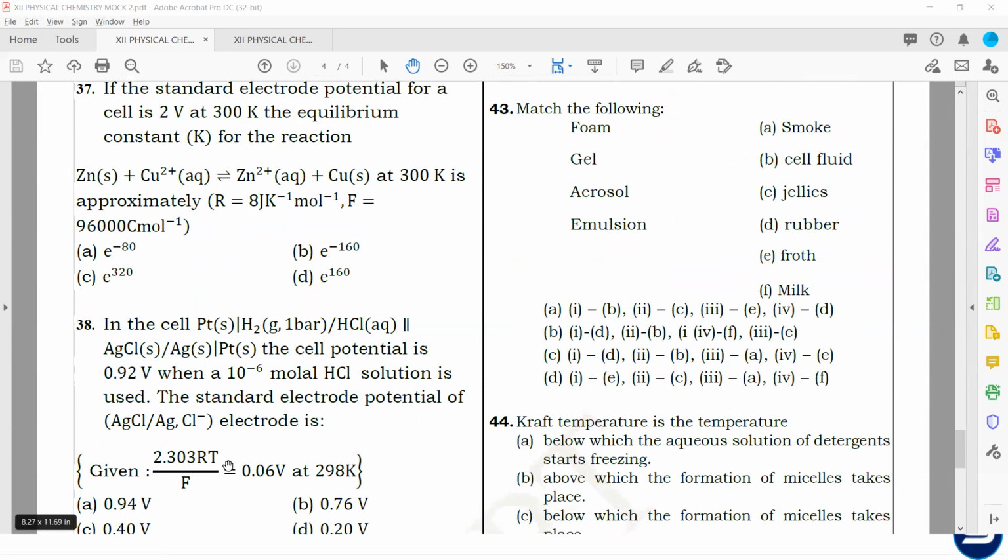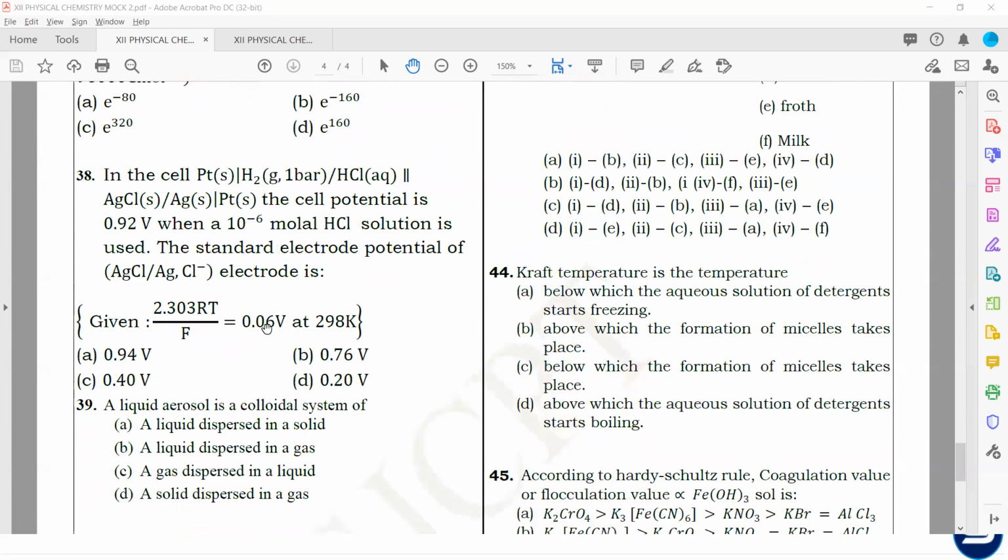If the standard electrode potential for a cell is 2 volt at 300 Kelvin, the equilibrium constant for the reaction is? Once again, the same equilibrium constant part has to be applied here, and in this case the exponential form. So I have already discussed how to convert into exponential, right? Yes, sir. Yes, sir.